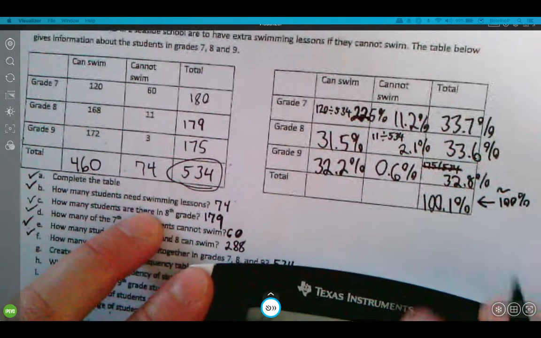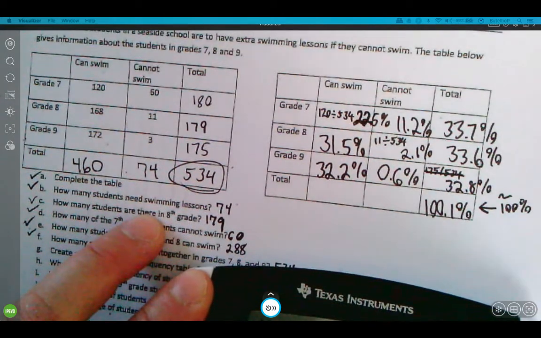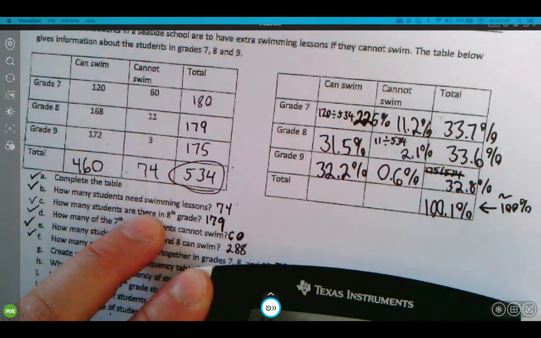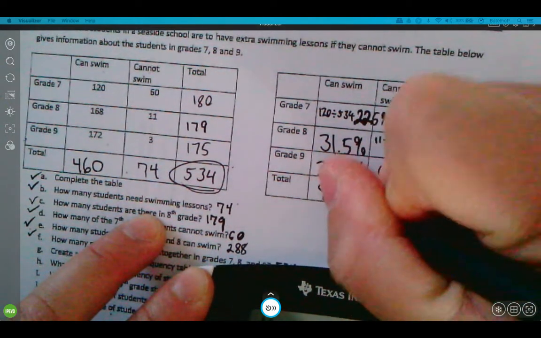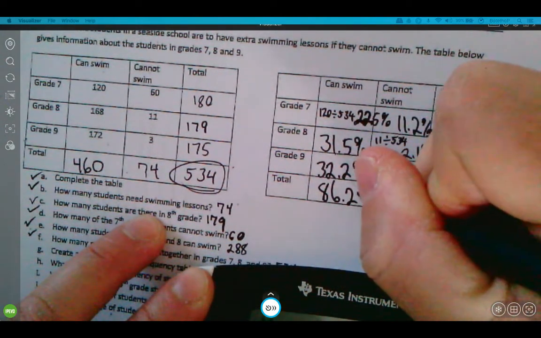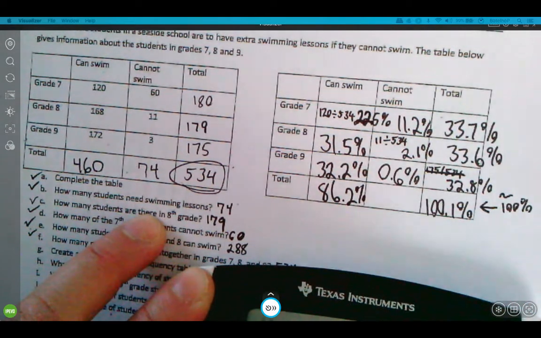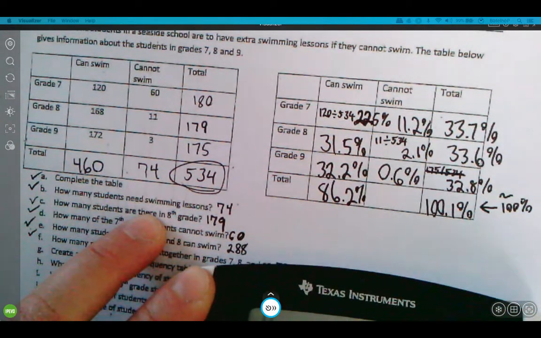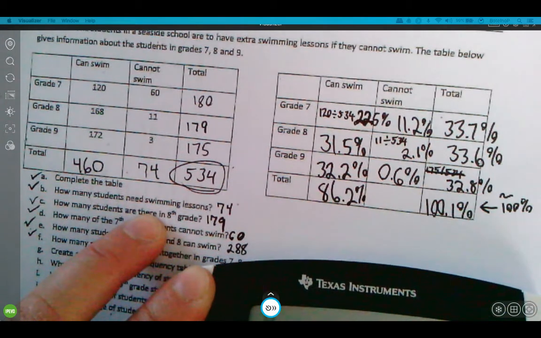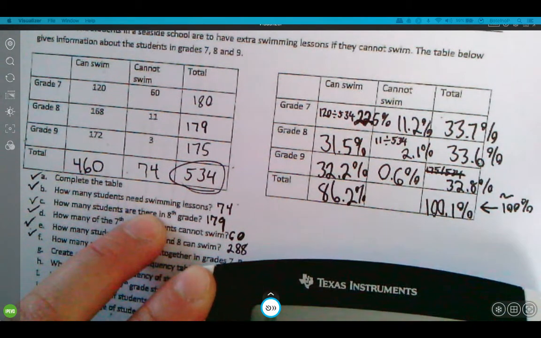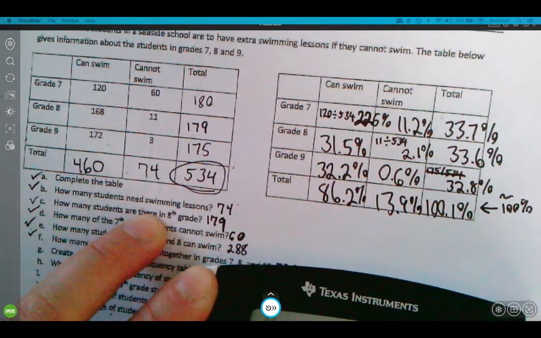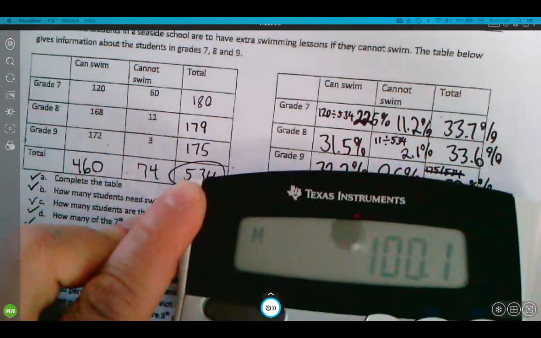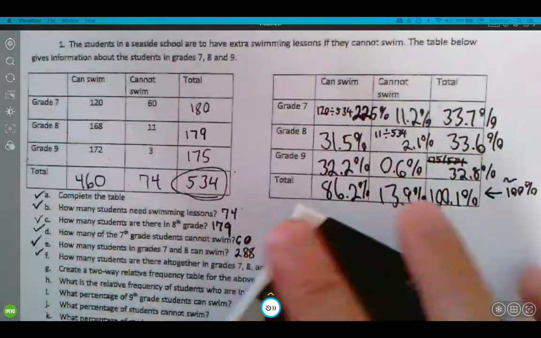Now let me add going this way. 22.5, I'm just adding going down, plus 31.5 plus 32.2. So most of the kids can swim, thank God. They go to Seaside, right? Should be able to swim if you go to Seaside. 11.2 plus 2.1 plus 0.6 is 13.9% plus 86.2. Yeah, it works. It's exact. So that's your relative frequency table.